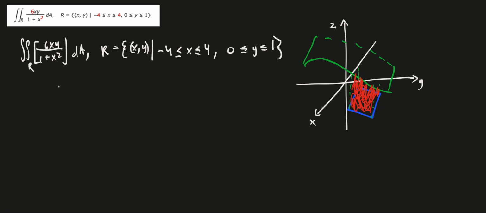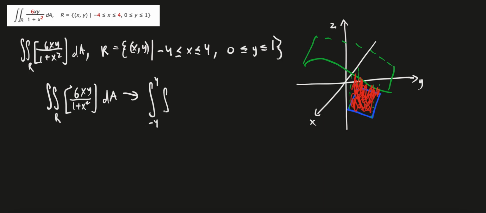Let's set up a double integral. Okay, so double integral over the region R, 6xy over 1 plus x squared dA is what we have. We can take this and set the bounds. What I'm going to do is set the x going from -4 to 4 first, and then I'll do the y.